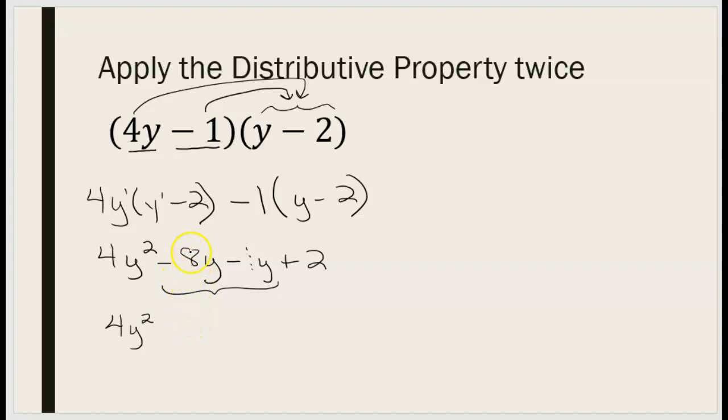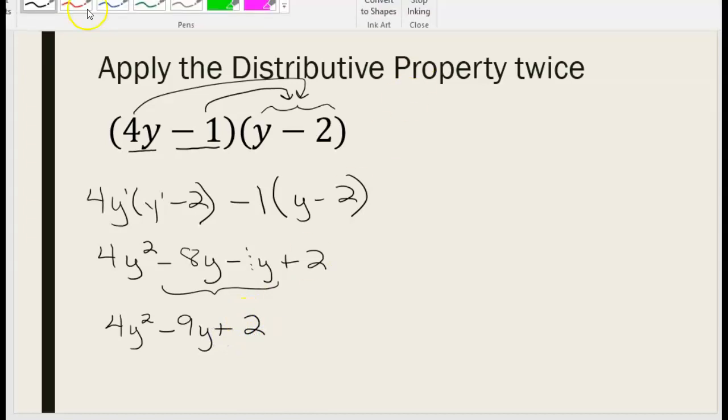We're working together now. So when we have 8 negatives and 1 more negative, that's going to be 9 negatives all together, of course, with that y still being multiplied at the end. Now I do still have my plus 2, no like terms for that. So there we go, okay?